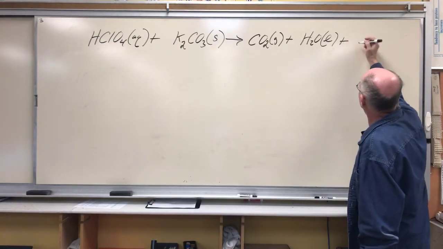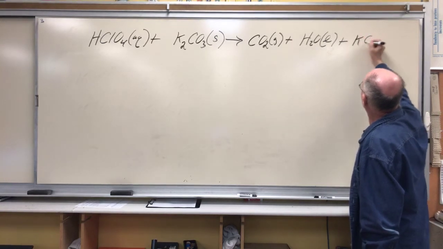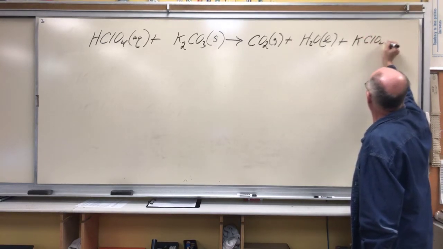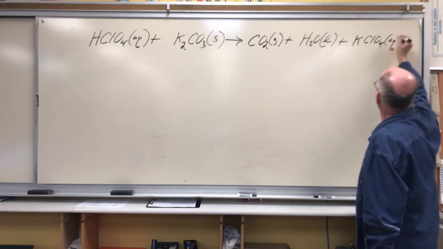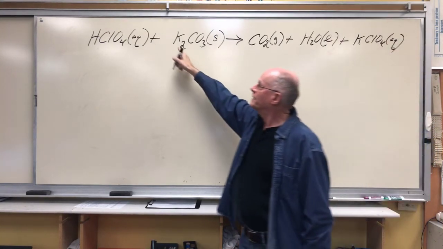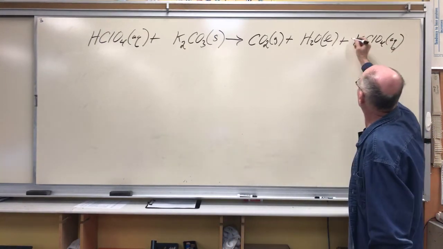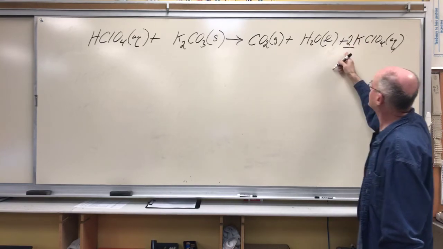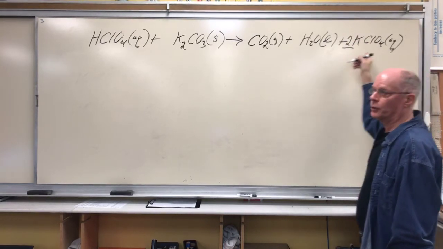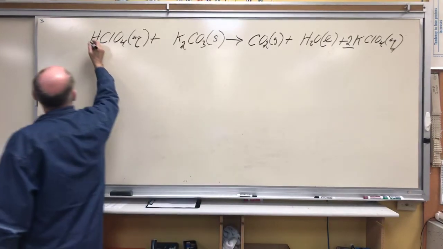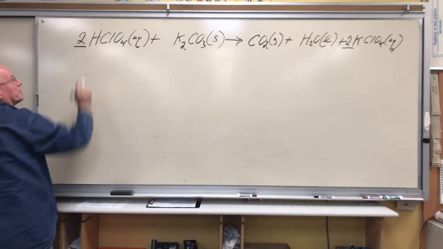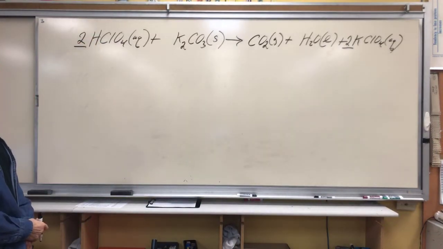Potassium has a positive 1 charge. Perchlorate has a negative 1. You have 2 potassiums here, so we need to put a 2 here. Balance the potassiums. That gives me 2 perchlorates, 2 here. And then that would be it.